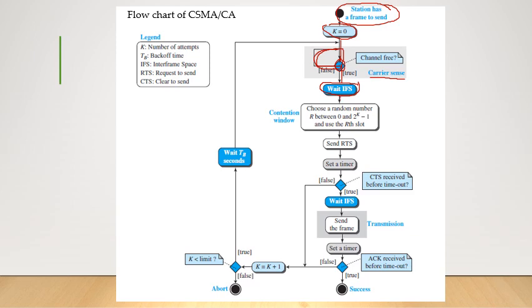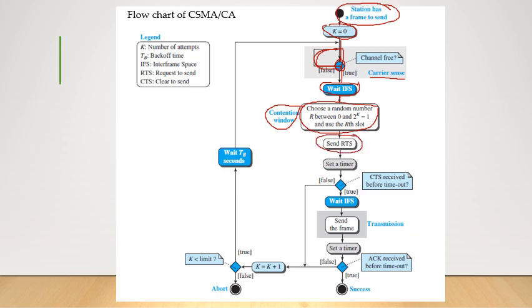After that, it will choose a random value R. This is actually your contention window. The value of R should be between 0 and 2^k minus 1, and I will use the Rth slot. And then we use something known as sending an RTS.